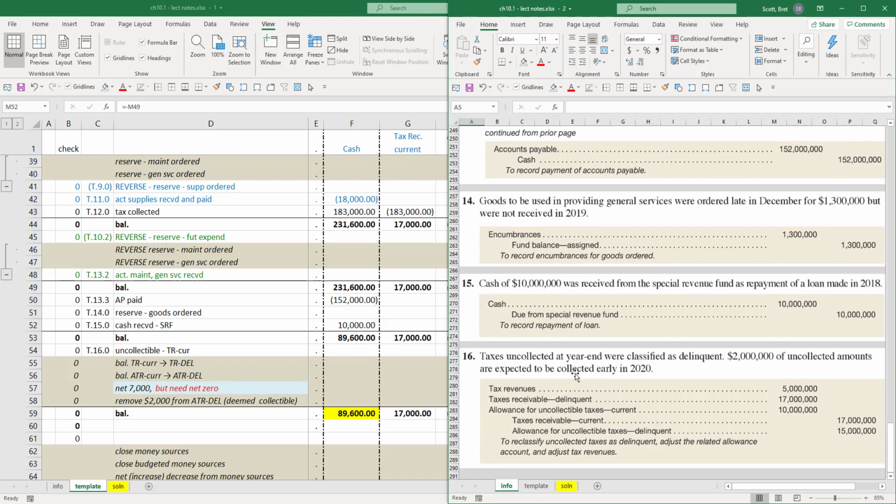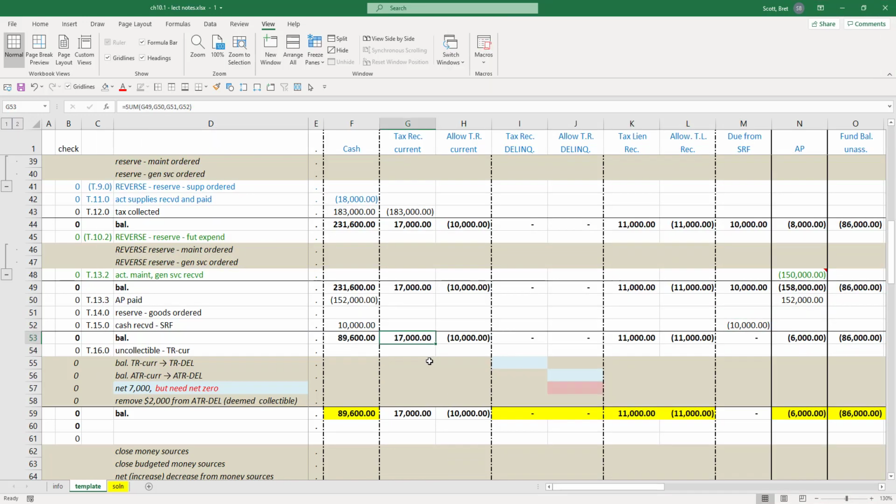All right. Now we're at the end of the year, and we've determined that taxes uncollected, current year tax receivable uncollected, were classified as delinquent. What does that require us to do? Well, let's take a look and see what amount is still outstanding. $17 million as tax receivable current. We need to get rid of that.